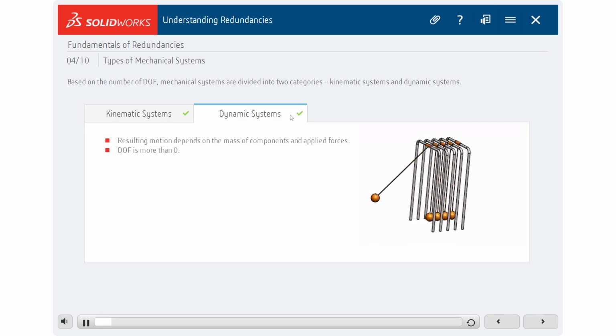In a dynamic system, the resulting motion of parts depends on the mass of components and applied forces. If we change the mass of the components or applied forces, then the resulting motion of each part will be different. Such a system has degrees of freedom more than 0. Consider the mass string example. In this, depending on the mass of the balls, the motion will be different. Or, if we swing the ball on the left with a different force, the motion of the balls will be different.